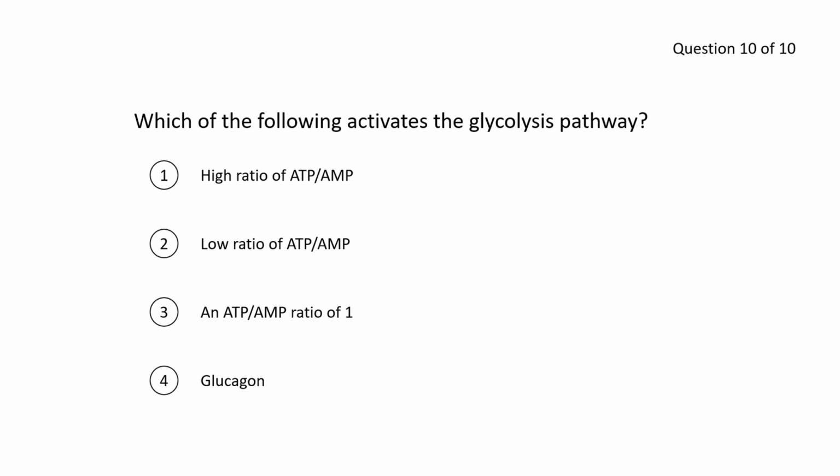And lastly, the last answer, glucagon, does not make sense because glucagon activates gluconeogenesis. It's released in the blood when you have low amounts of sugar in the blood and you want to produce sugar, right? You don't want to activate glycolysis because you do not have enough glucose. On the contrary, insulin is the one that activates it, so it cannot be number 4. So therefore the answer is 2.